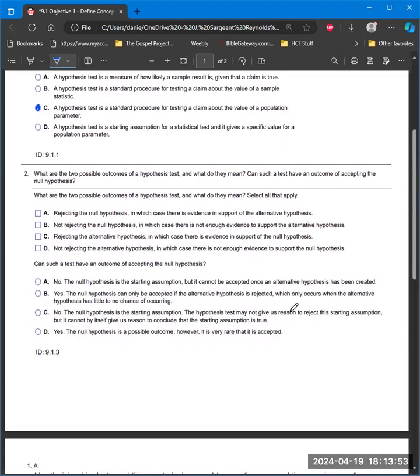So what are the two possible outcomes of a hypothesis test, and what do they mean? Can such a test have an outcome of accepting the null hypothesis? No, we're not going to accept the null hypothesis. We're either going to reject the null hypothesis, which is option A, or we're going to fail to reject the null hypothesis, which is B.